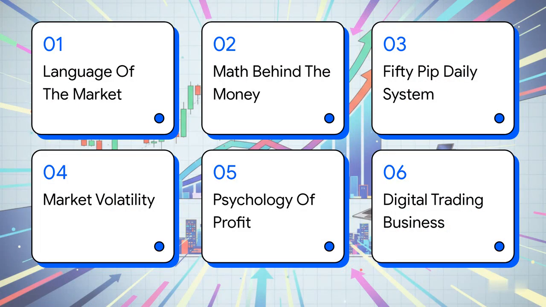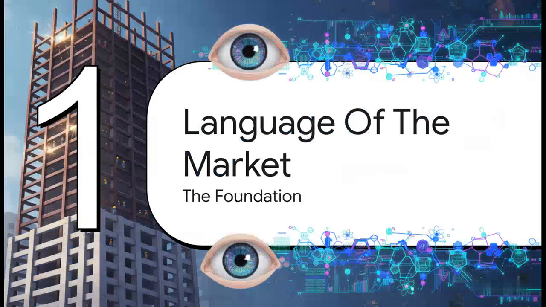To get there, we're going to walk through this exact architecture in this note. We'll decode the language of the market, uncover the math behind the money, install the 50 pip daily system, master market volatility, and finally, wire your psychology for consistent profit. Let's get right to it. Starting with Section 1, the language of the market.